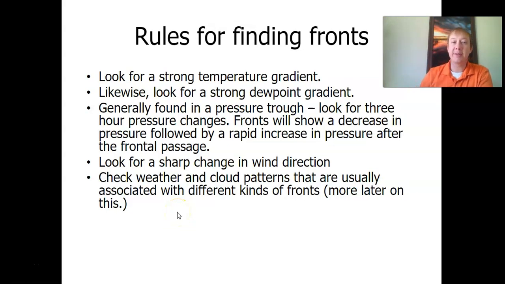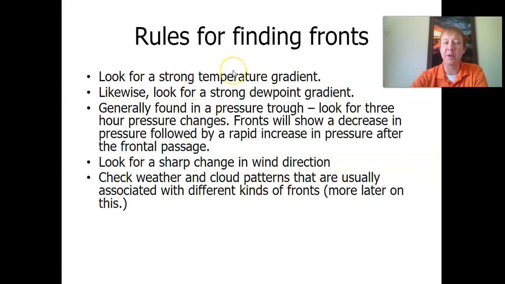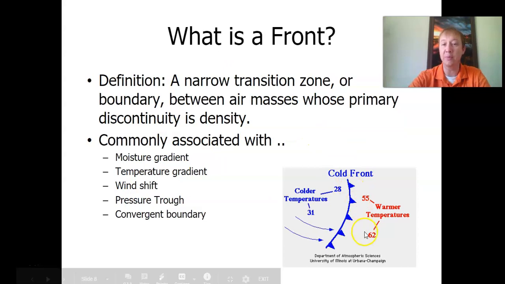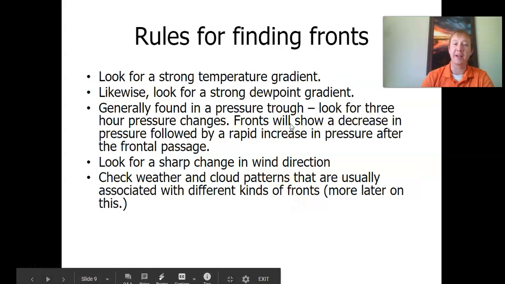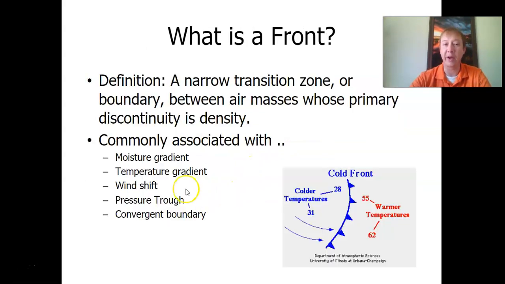So when we're looking for fronts, the key things we want to look for are, first, a strong temperature gradient. That's the big difference in temperature going from a high temperature to a low temperature, and that's one of the ways in which we can find a front. Same thing with the dew point: if these were the dew points, we went from 55 to 62 and dropped. That's another indicator that there is a change in air masses coming together. Again, we look for the pressure trough or the wind direction. Basically, look for anything associated with these conditions.